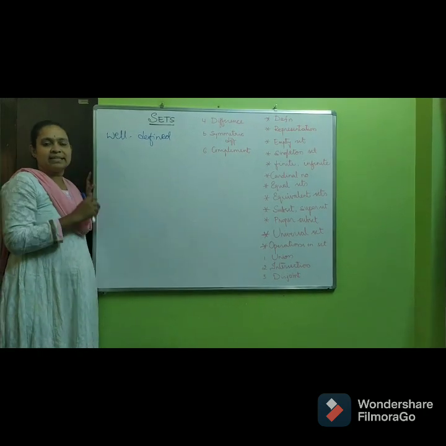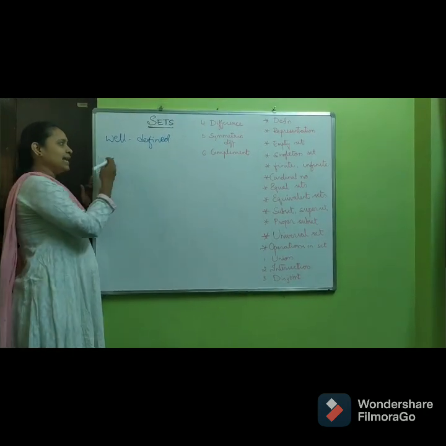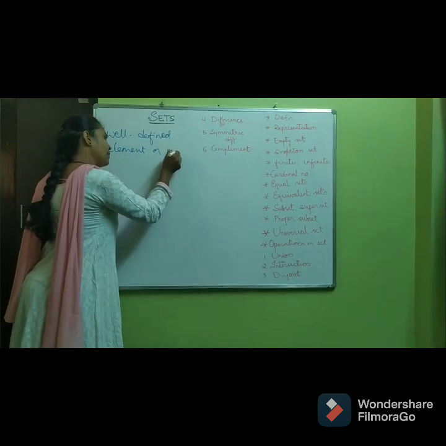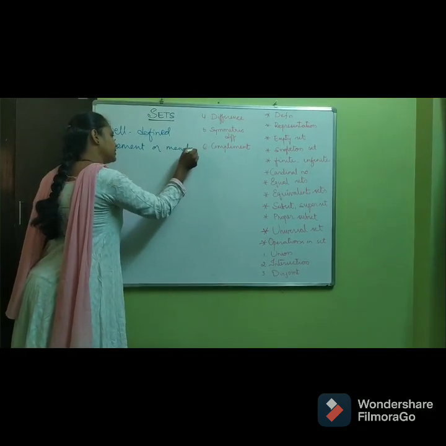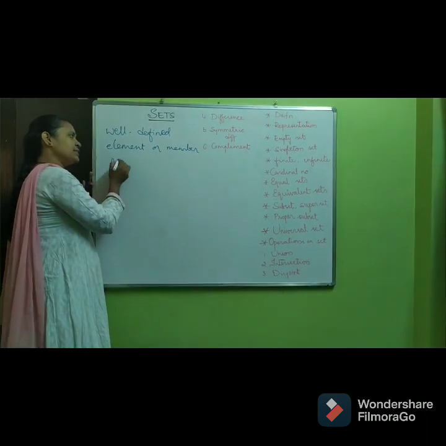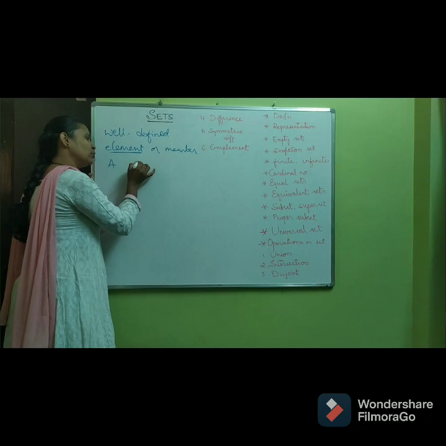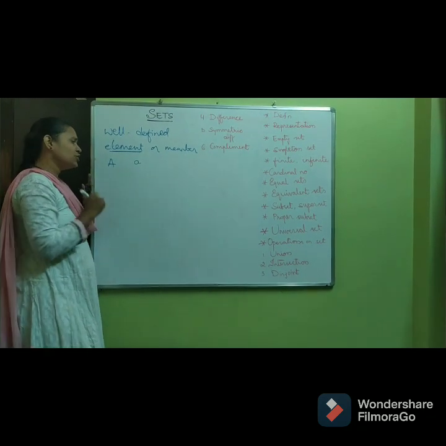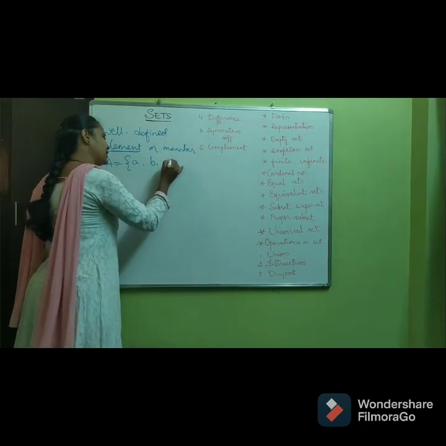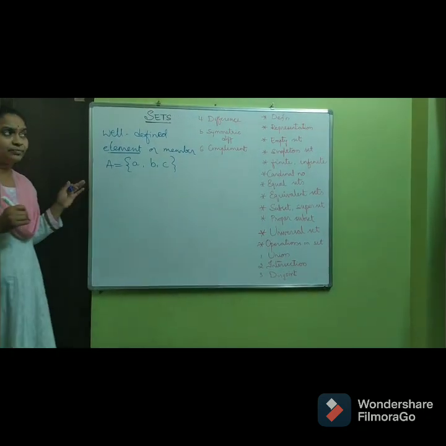Any object in the set is called its element or member of the set. Usually sets are denoted by capital letters and its elements are denoted by small letters. Totally a set is denoted like this: A, B, C.